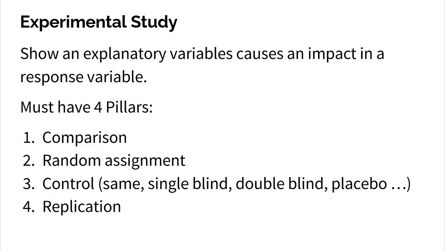So comparison is at the very minimum, you have to have two or more treatment groups, okay? You cannot have everybody getting the same thing. So let's just do an example here where we have three different groups. We have people getting treatment 1, treatment 2, and treatment 3. You got to have something to compare to. You cannot just have one treatment group where everybody gets the same thing because you won't know that it's better or worse than something else.